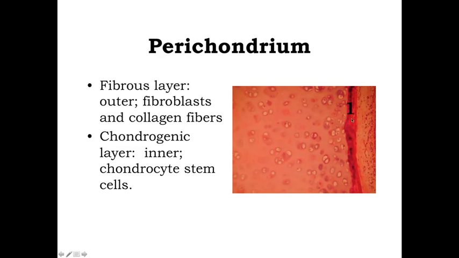Keep in mind that this is going to be kind of a connective tissue layer that's going to anchor the cartilage to the surrounding tissues. And if we look at the perichondrium area in great detail, at a little bit higher magnification, we're going to see that there's actually two layers.